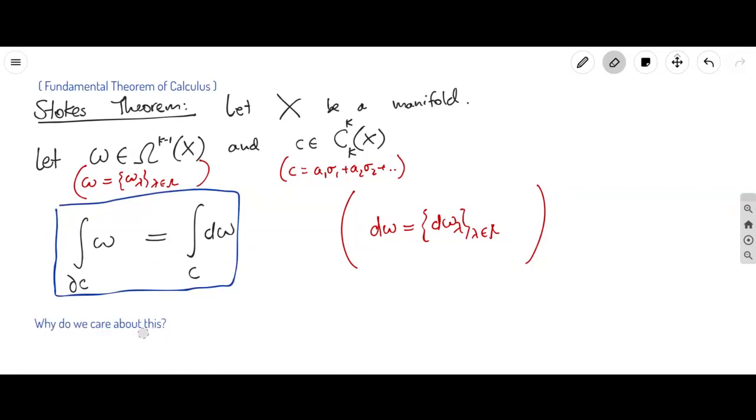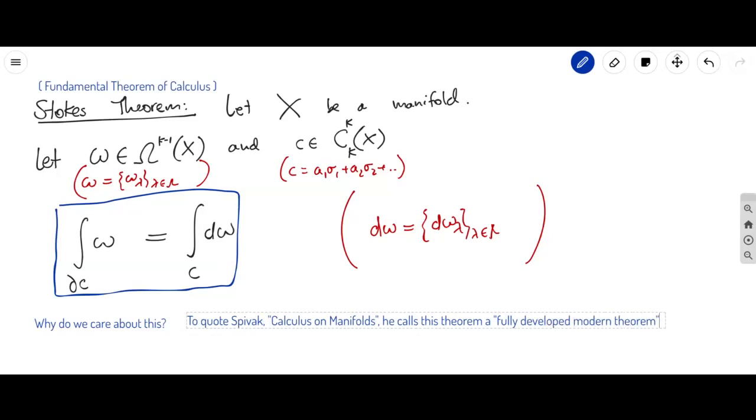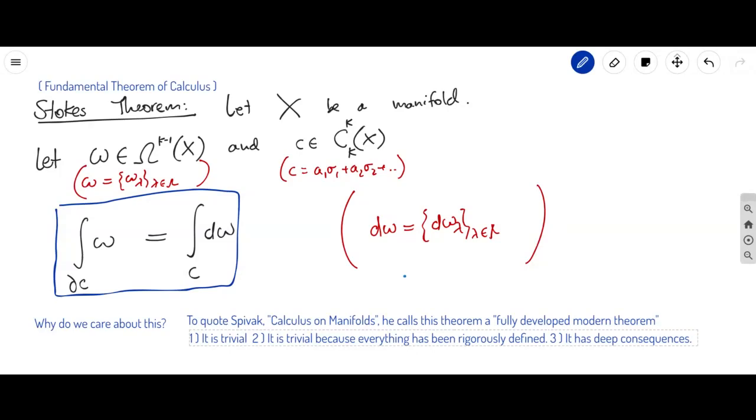Okay, and I'm going to quote Spivak. Spivak has a book called Calculus on Manifolds. When I teach undergraduate multivariable advanced calculus, this is the book that I use. And to quote Spivak, he calls this theorem a fully developed modern theorem. What does he mean? He actually means three things. The first thing, and this is funny, he says it is trivial. The second thing he says, it is trivial because everything has been rigorously defined. And the third thing is it has deep consequences.